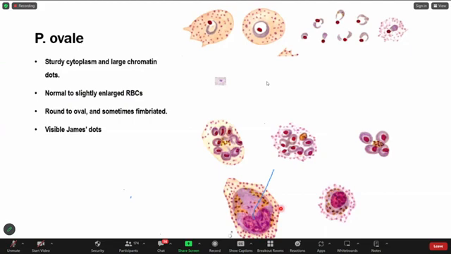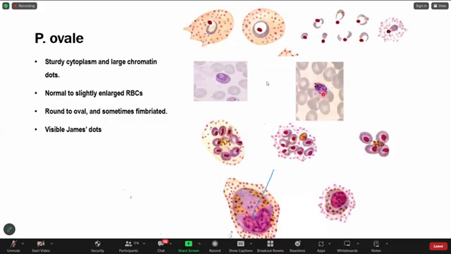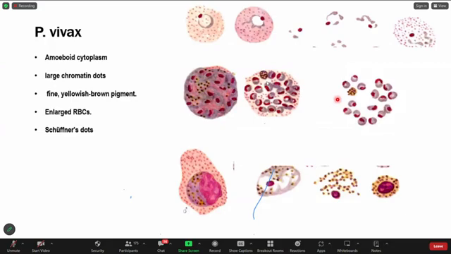coarse James's dots. This is a P. ovale trophozoite in a thin film. Then again, this is a schizont of P. ovale. You can appreciate the oval shape of the infected red blood cell and the James's dots that are coarse and visible. Then for P. vivax, the distinguishing feature is the enlarged infected red blood cell.